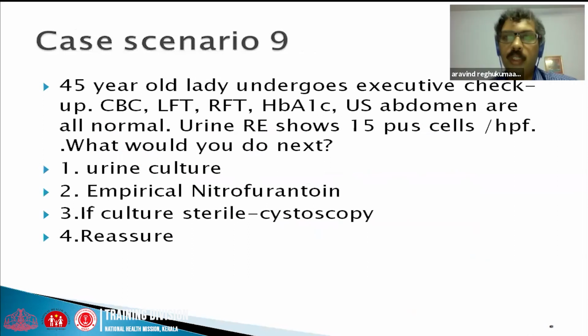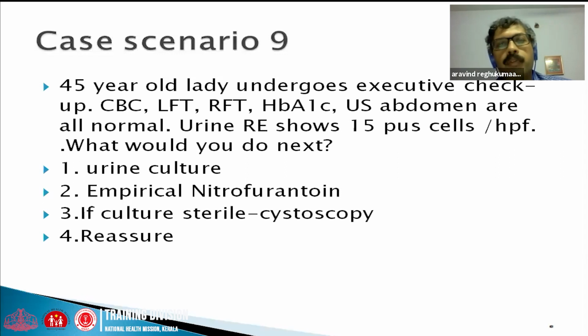So the patient is totally asymptomatic, 15 pus cells. That is asymptomatic pyuria. This patient is having asymptomatic pyuria. So should you ask for a urine culture? Should you go for empirical nitrofurantoin? If the culture is sterile, will you go for cystoscopy or reassure the patient? We know that in around say 14% of females, you can have asymptomatic pyuria. In around 2.5% of males also can have asymptomatic pyuria.